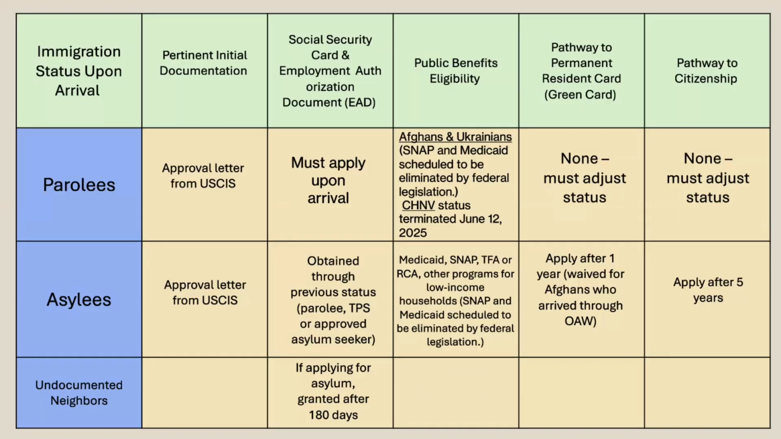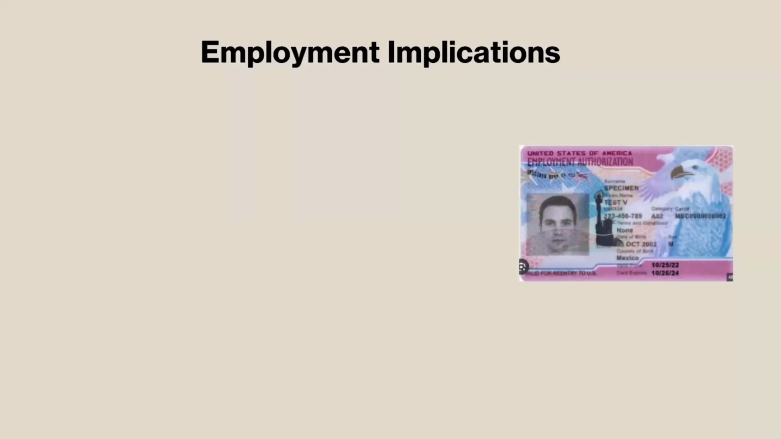Some states do offer limited benefits for undocumented neighbors. For example, children in Connecticut up to the age of 15 and pregnant women qualify for Medicaid through a state-funded program. There are 14 other states who have similar programs. And finally, those who are undocumented do not have a clear pathway for a green card or citizenship unless they adjust their status. As we have mentioned in the past few slides, the eligibility to work in the US varies with immigration status. So we're going to try to sum it up here for you.